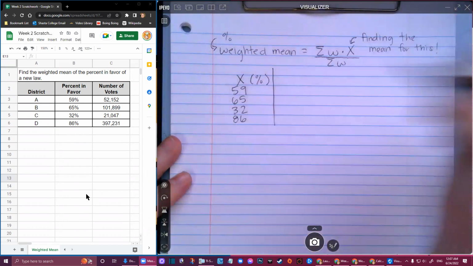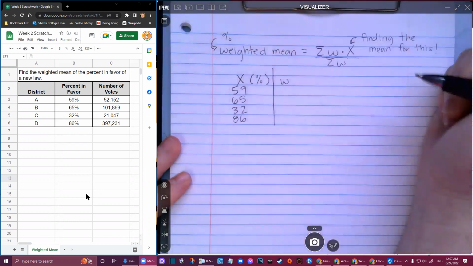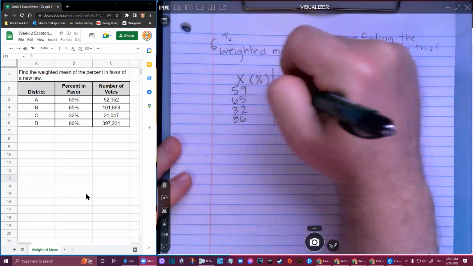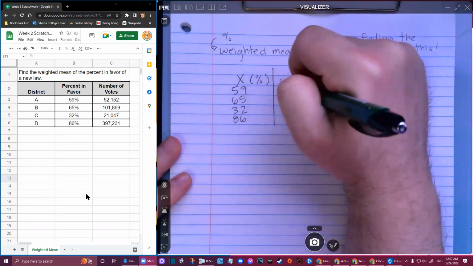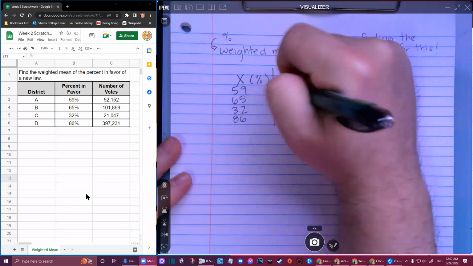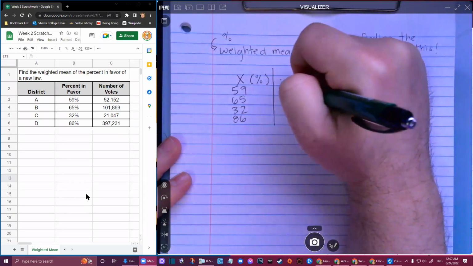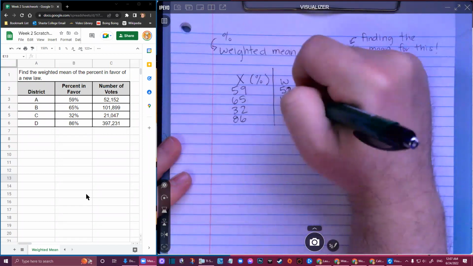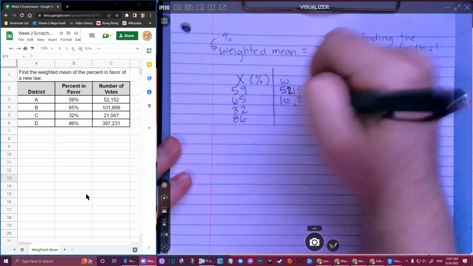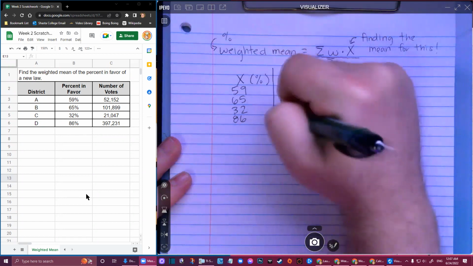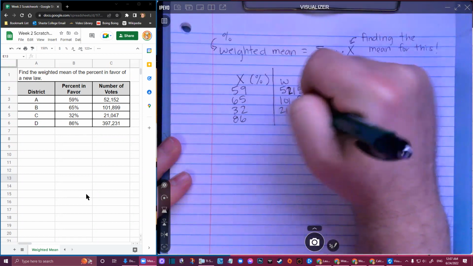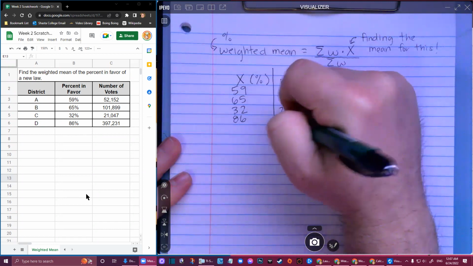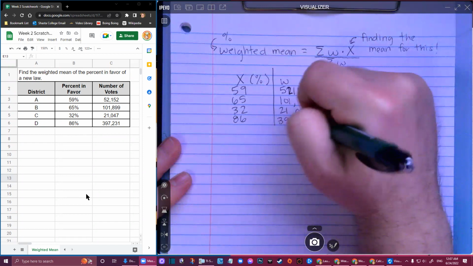All right, the next column we need are the weights. That must be the number of votes that were counted in each district. So 51,100, 52,152, 101,899, 21,047, and 397,231.